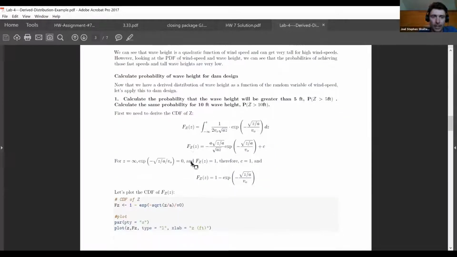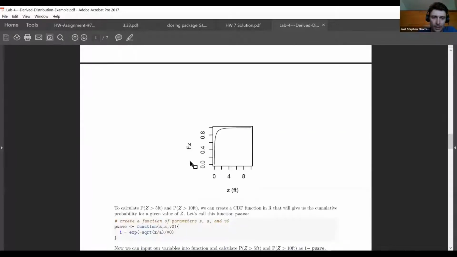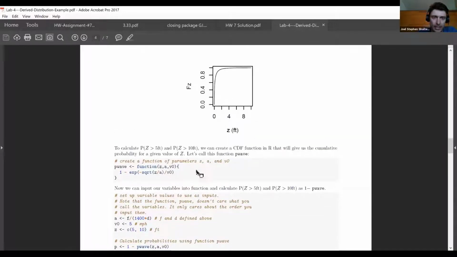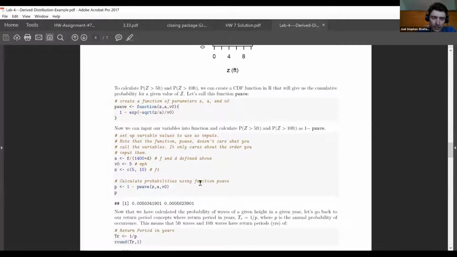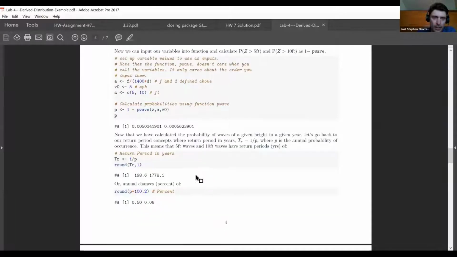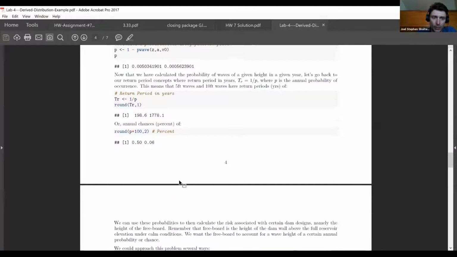And so we calculate the CDF of Z, and then we're going to calculate the probability that a wave height is greater than 5 feet or 10 feet or something like that. So that's what we did here. Calculate the return period for these different wave heights.